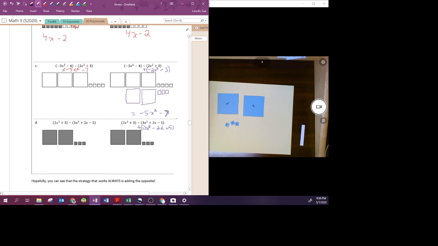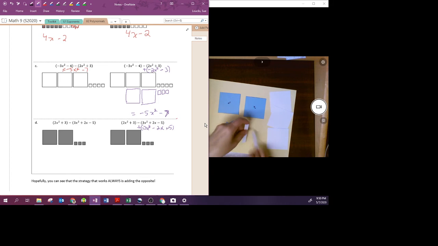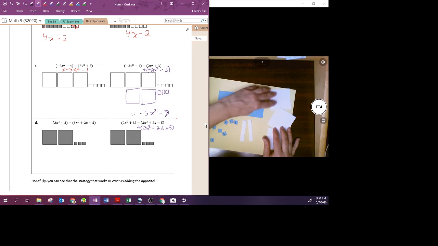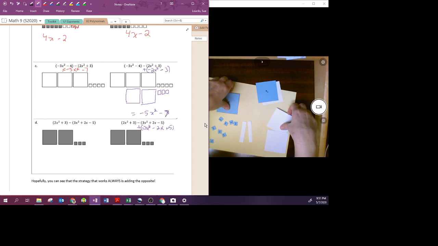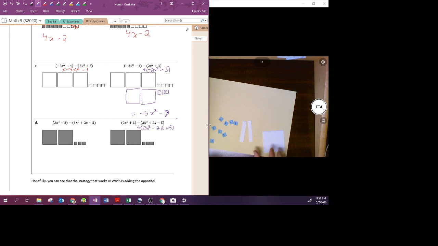Okay, so the 3x squared started off positive, it becomes negative. So I'm going to add 3 negative x squareds, and I'm going to add 2 negative x's, and I'm going to add 5 ones. 1, 2, 3, 4, 5. And then I need to check for zero pairs, so I'm going to take away, there's one zero pair, there's another zero pair, and I'm left with negative x squared minus 2x plus 1, 2, 3 plus 8.